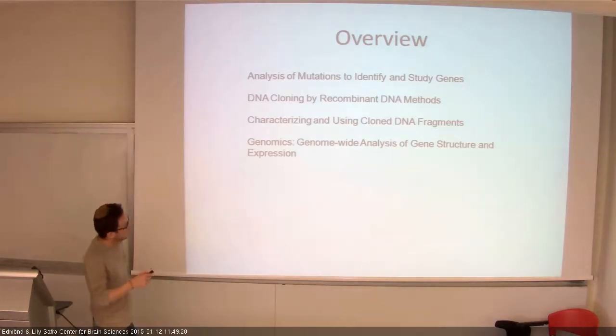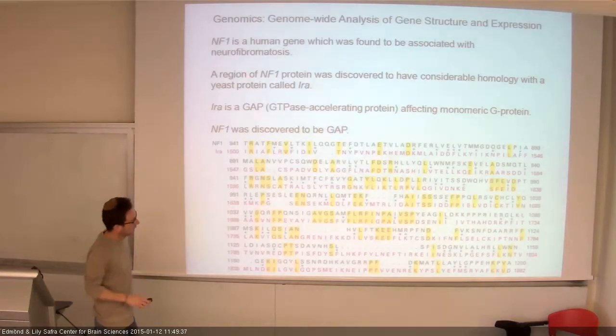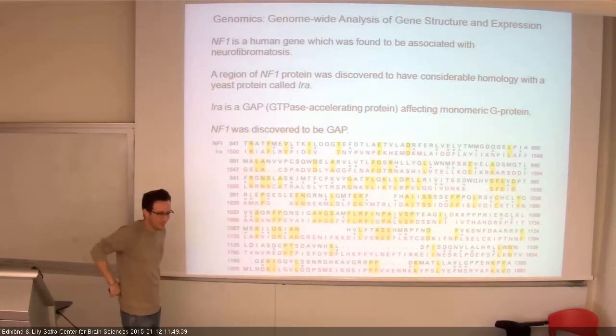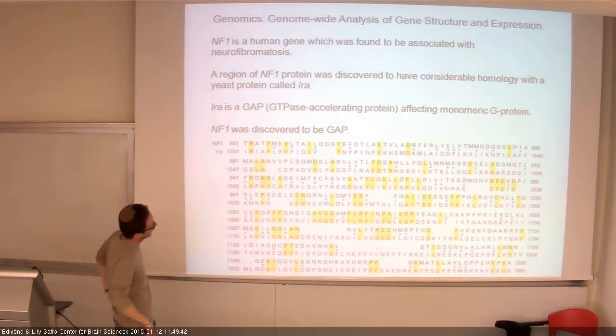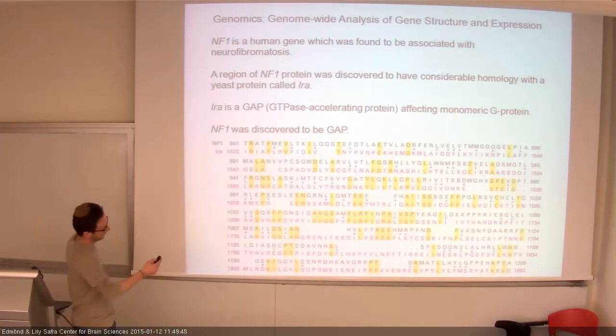Okay, so this was just a bit about characterizing. And just a few words about genome-wide analysis of genomes. I took off quite a lot of slides, but one story I want to show you has to do with the NF1 gene, a human gene found to be associated with a very devastating disease called neurofibromatosis, also called the elephant man syndrome, not very politically correct, because of the bumps that appear in the peripheral nervous system.